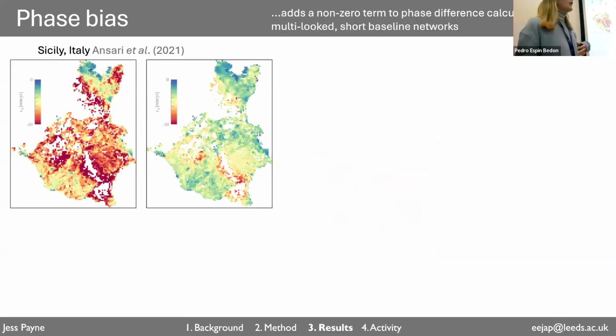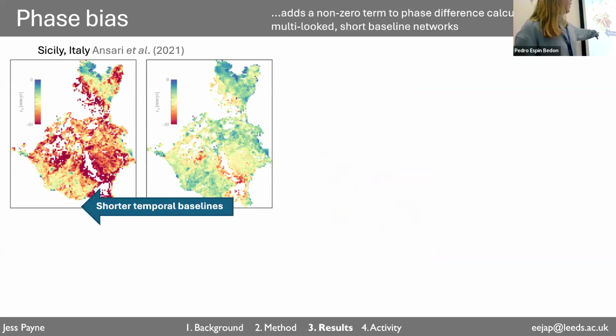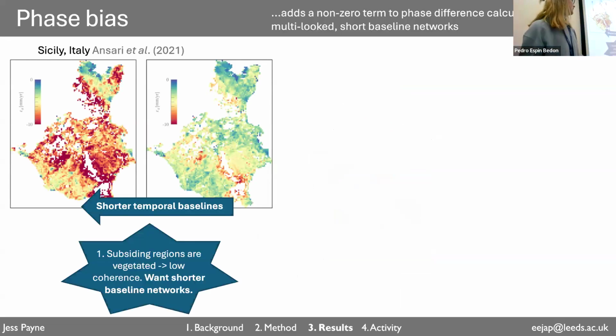And there have been several studies which we might have talked about earlier. So, for example, this is a nice study that works in the same area in Sicily, but changes the network structure. Areas with shorter temporal baselines have higher values of phase bias. Longer temporal baselines have less phase bias, in subsiding regions that are vegetated, such as in Iran, which is shown with agricultural use.